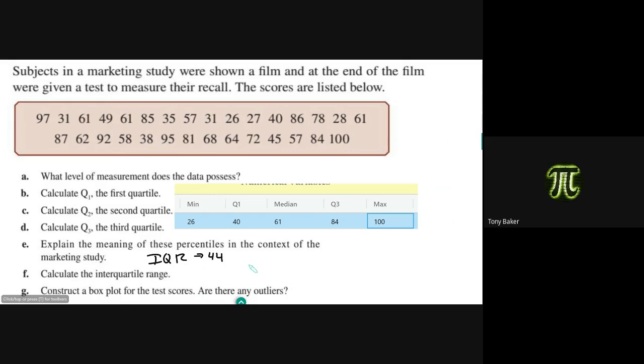All right. So then we're going to figure out outliers. I need to multiply that by 1.5. Okay. So I'm going to go down 66 from 40, right? And that's going to be a negative number, so I know that's not going to work. And if I go up 66 from 84, I'm above 100, correct? So there are no outliers in this one. So let's make our quick little box and whisker plot.